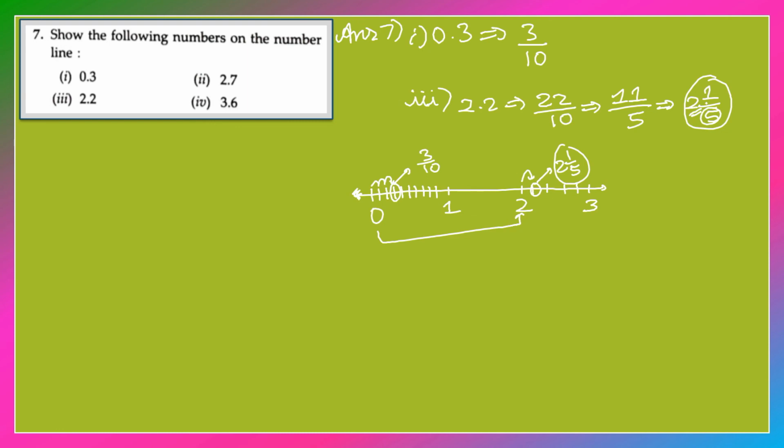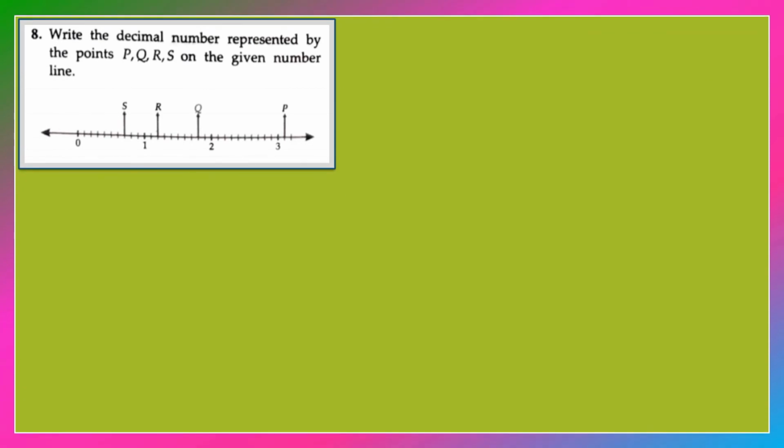Now for the 8th question. Write the decimal number represented by the points P, Q, R, and S in the given number line. So in this case we are going to do it simply. As you can see, we have 1, 2, 3, 4, 5, 6, 7, 8, 9, 10. So this distance is divided into 10 pieces. So we have 1, 2, 3, 4, 5, 6, 7. As S has 7 out of 10, this will represent the fraction 7 upon 10.